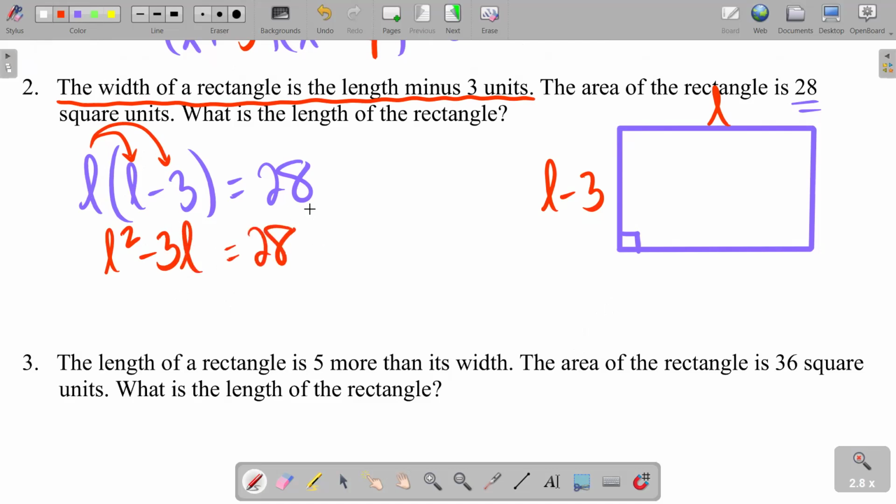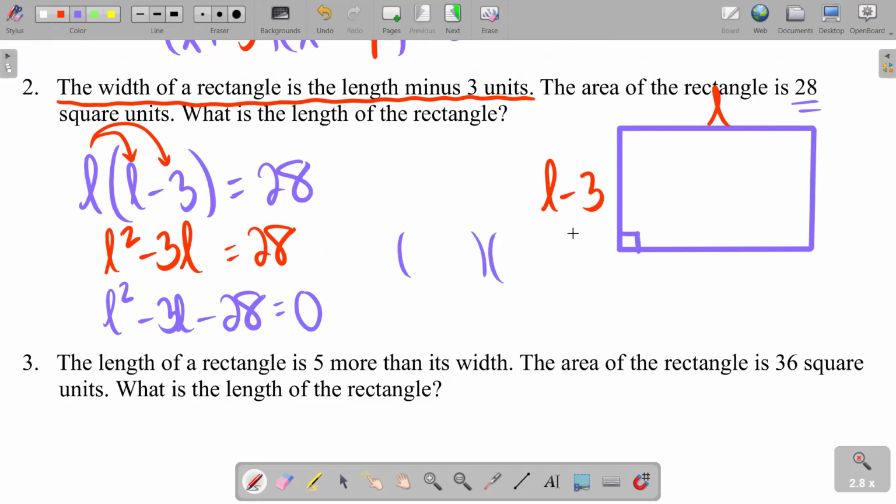And how do we solve this quadratic? 28 on the other side. Good job. You guys are amazing. Move that 28 to the other side, which gives us this quadratic right here. It's going to give us L squared minus 3L minus 28 equals 0. Using quadratics to our advantage. And then, of course, this factoring is pretty light work, I'm guessing, for you guys.